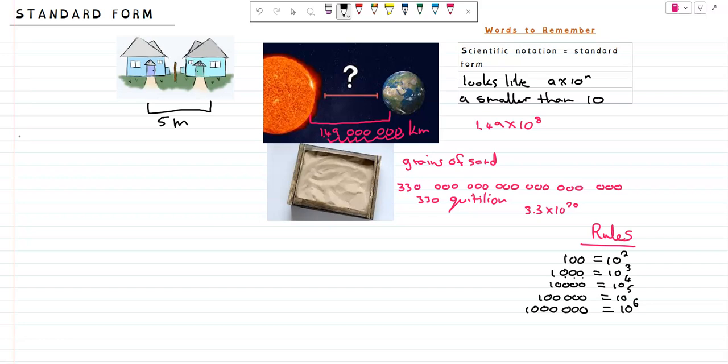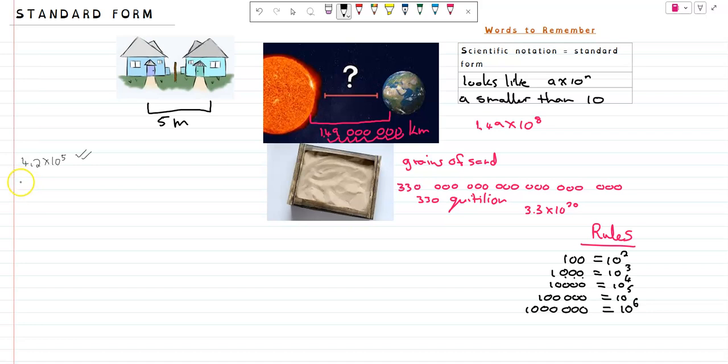Okay, so let's classify these numbers into two groups: numbers in standard form and numbers not in standard form. Our first number says 4.2 times 10 to the power of 5. Is this a number in standard form? Let's look at our rules. It looks like A times 10 to the power of n. Yes, it does, and A should be smaller than 10, and 4.2 is definitely smaller than 10. So yes, this is standard form.